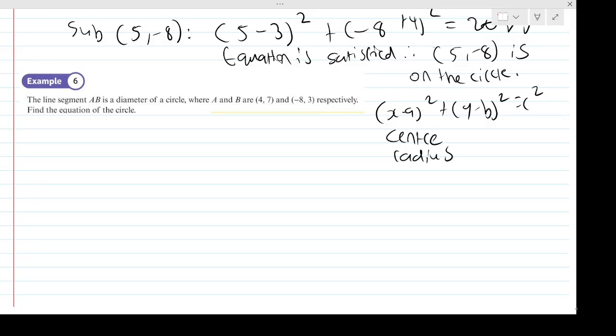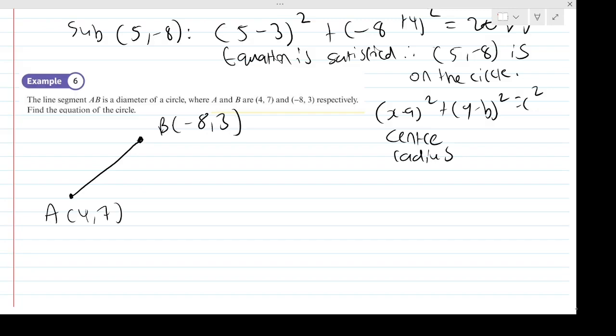So we're given a line segment AB where A and B are 4, 7 and minus 8, 3. It's a good idea, we did an example like this last time actually, to then perhaps do just a quick little diagram of the line. So A is 4, 7. B is minus 8, 3.